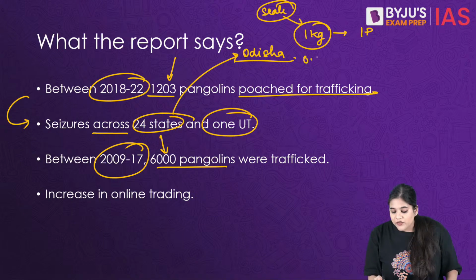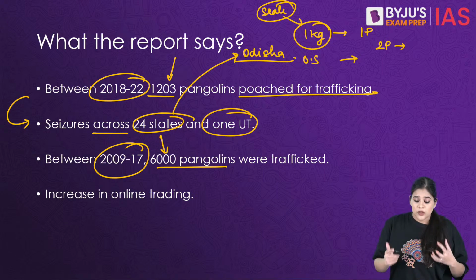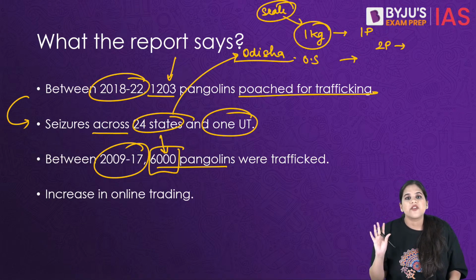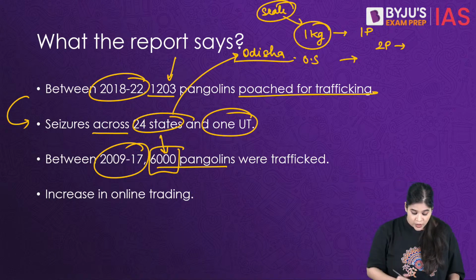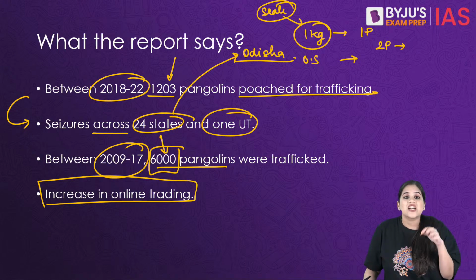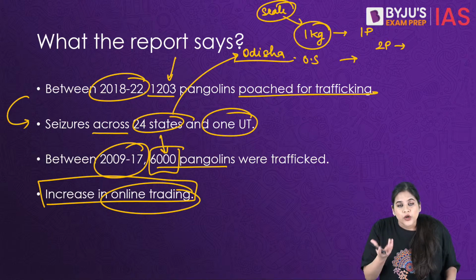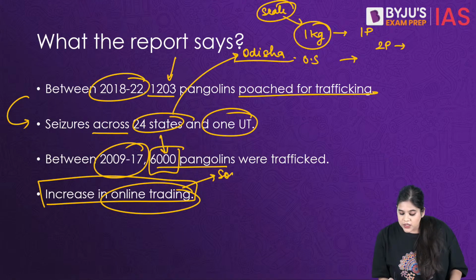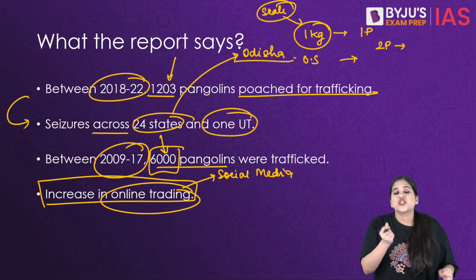So it can be 0.5 kg. So 2 pangolins will be killed to get 1 kg. Okay. So the numbers here are very conservative estimates. They are not the actual amount of estimates regarding how many pangolins are trafficked across the country, across our borders. Another very important concern that they pinpointed was that there is an increase in online trading of pangolins and their products. Okay, so not just dark web, even the social media sites are being used for transfer, for sale and purchase of pangolins.